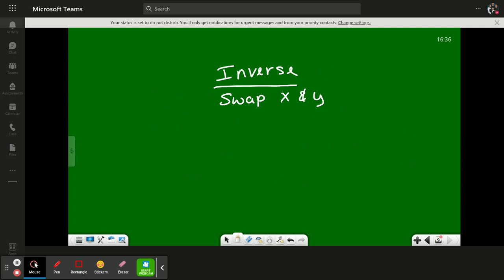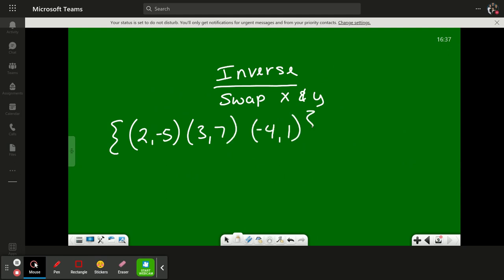If I have the relation (2, -5), (3, 7), (-4, 1), do I have a function? Yeah, none of the x's are the same. Do I have a one-to-one function? Yeah, none of the y's are the same. So what would the inverse of this one-to-one function be?